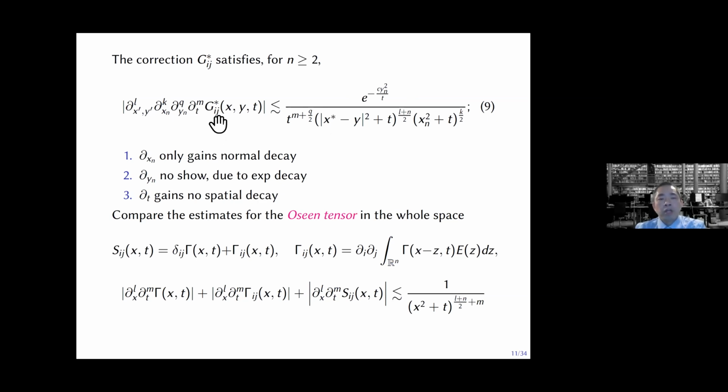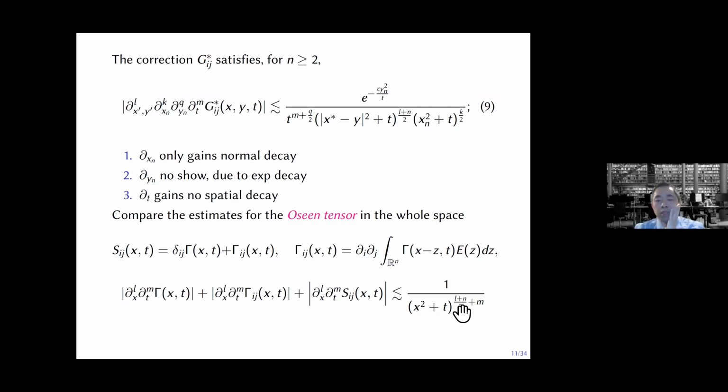And then this is for the correction term. And now let's compare the Oseen tensor, which is the fundamental solution for a Stokes system in the whole space. So it has an explicit formula, delta ij gamma plus gamma ij, and gamma ij is given by this formula. This is basically the Newton potential of the heat kernel. So di dj applied to it will give us the singular integral corresponding to Newton potential, the Riesz transform Ri Rj. And then they have this estimate.